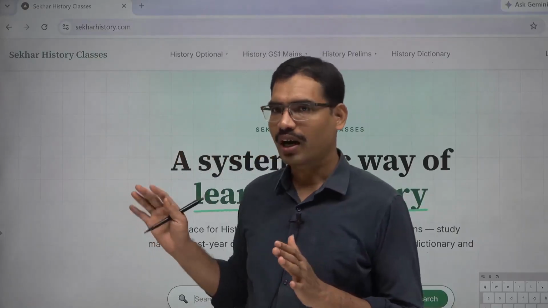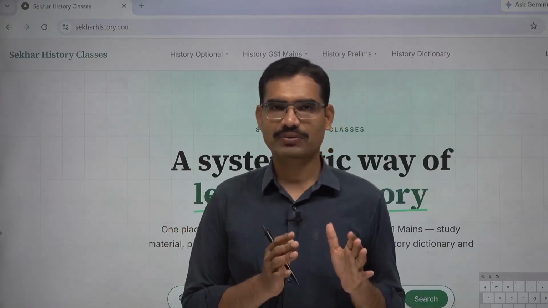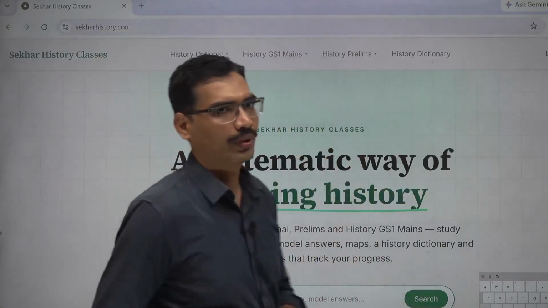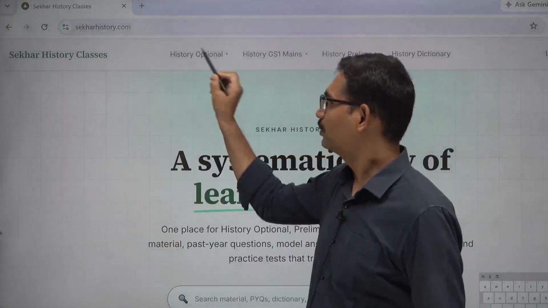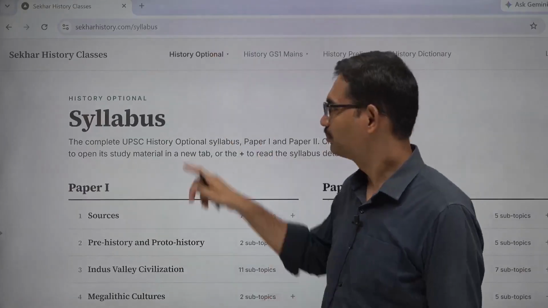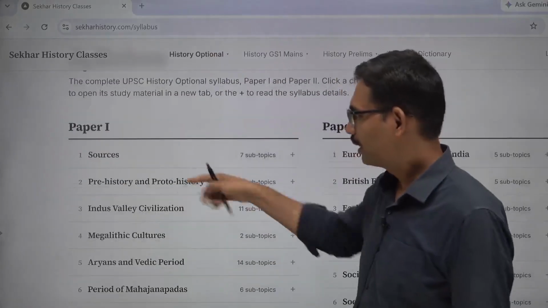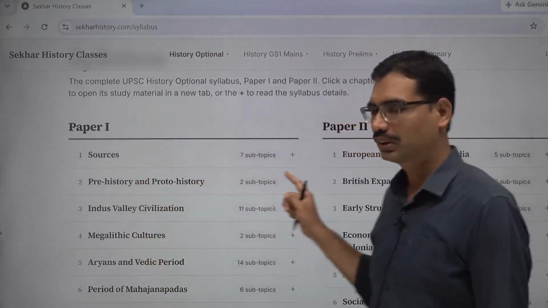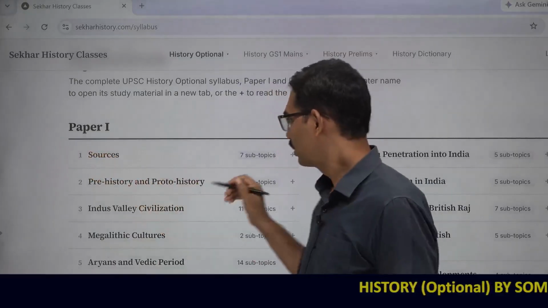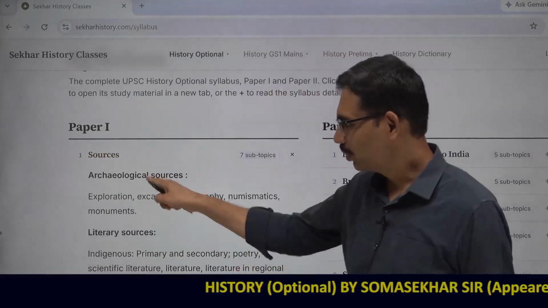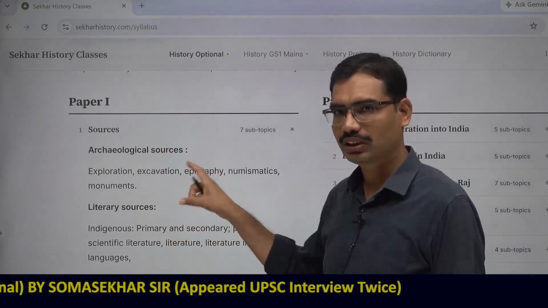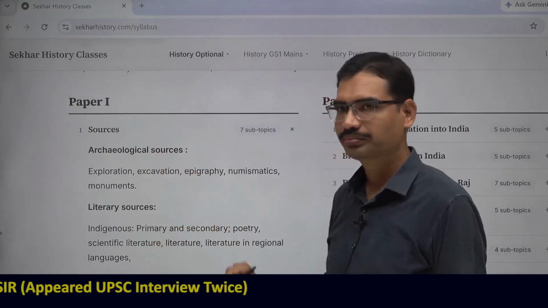I tried to organize the content syllabus wise. You can go here, so that it will help you in completing your syllabus in a systematic way. Go to syllabus. These are the chapters in paper 1 and paper 2. When you click a chapter, you know what are the exact phrases or the points given by the UPSC notification.